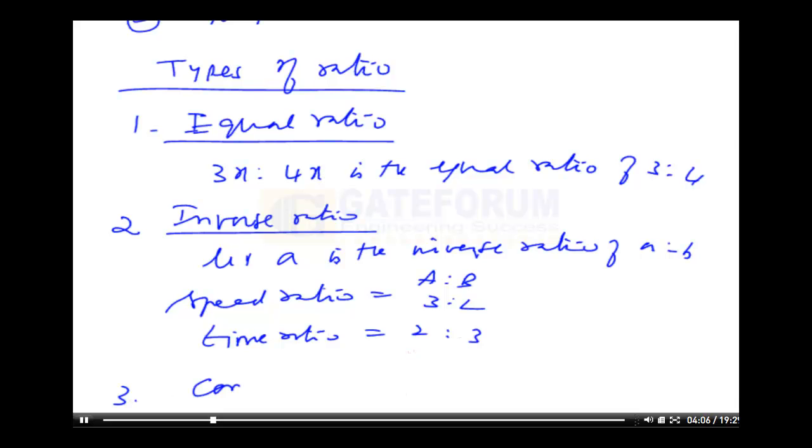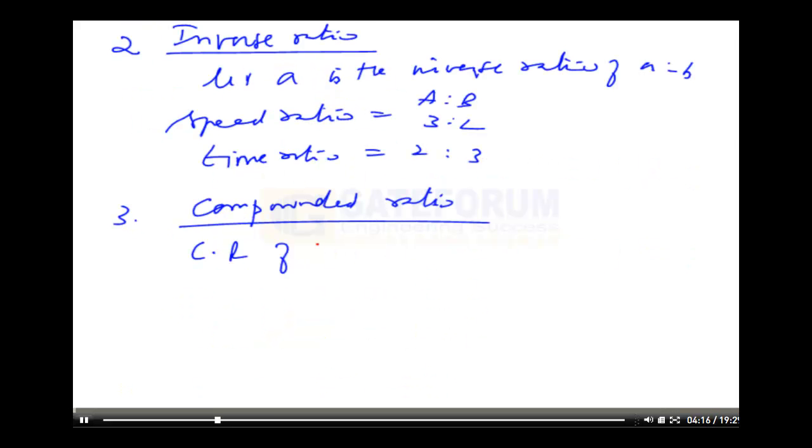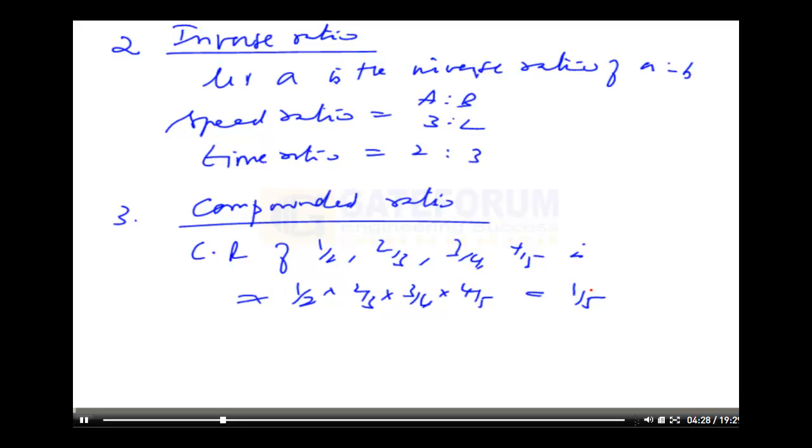Then what is compounded ratio? Compounding means you just multiply any number of ratios. Then the compounded ratio of 1 by 2 and 2 by 3, 3 by 4 and 4 by 5 will be just the product of these fractions, and you will find they simplify to 1 by 5.